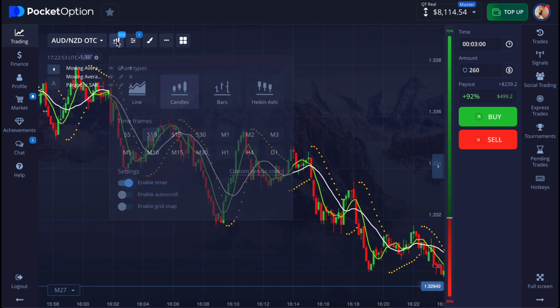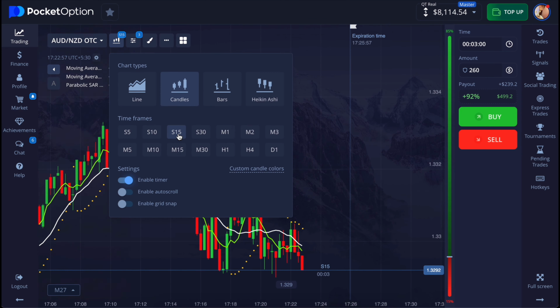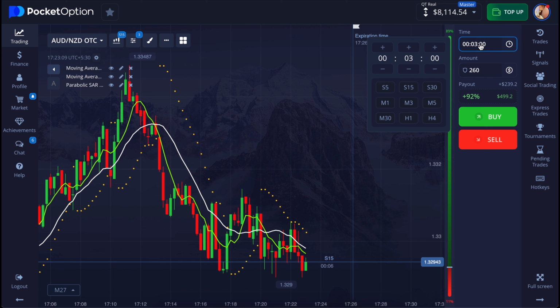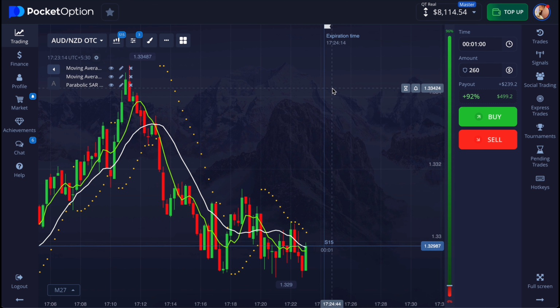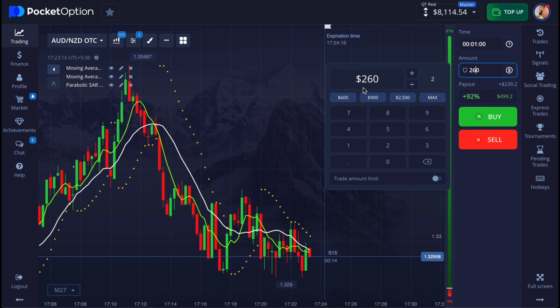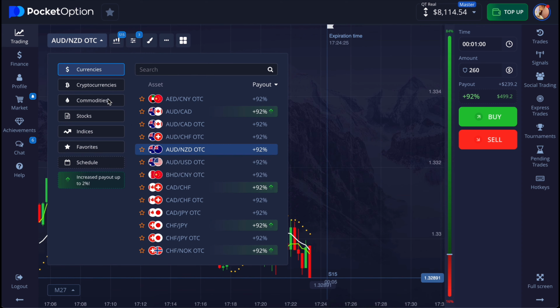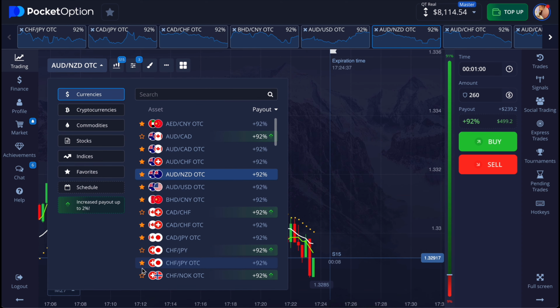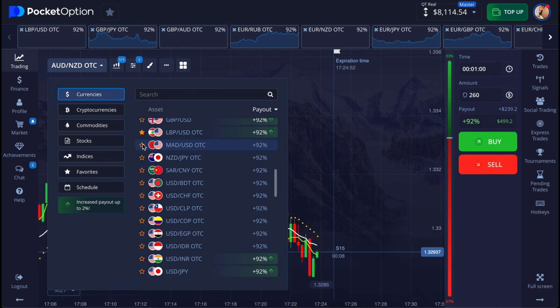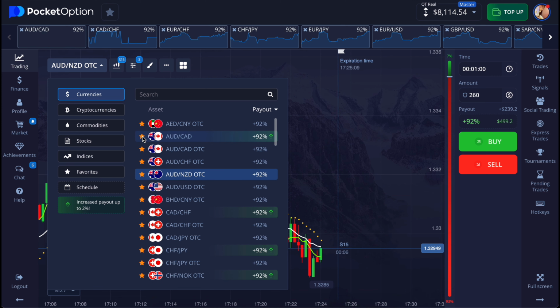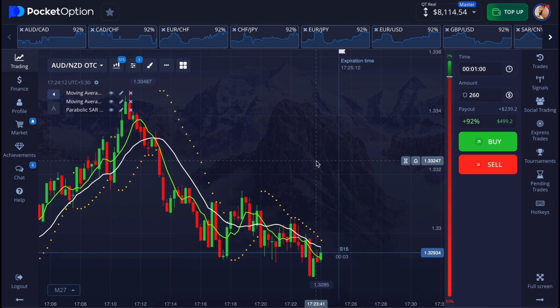After that set the candle timing to 15 seconds. And set the trade timing to 1 minute. And I am going to keep the trade amount here as $260. You can set it according to your capital. Now we add currency pairs which give 92% return. Most of it will be OTC market, because it gives higher returns. And now our settings are complete.